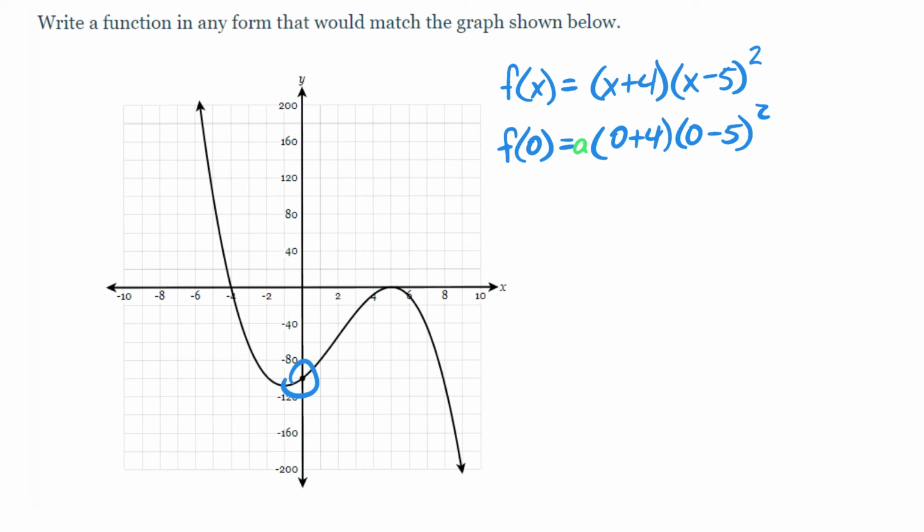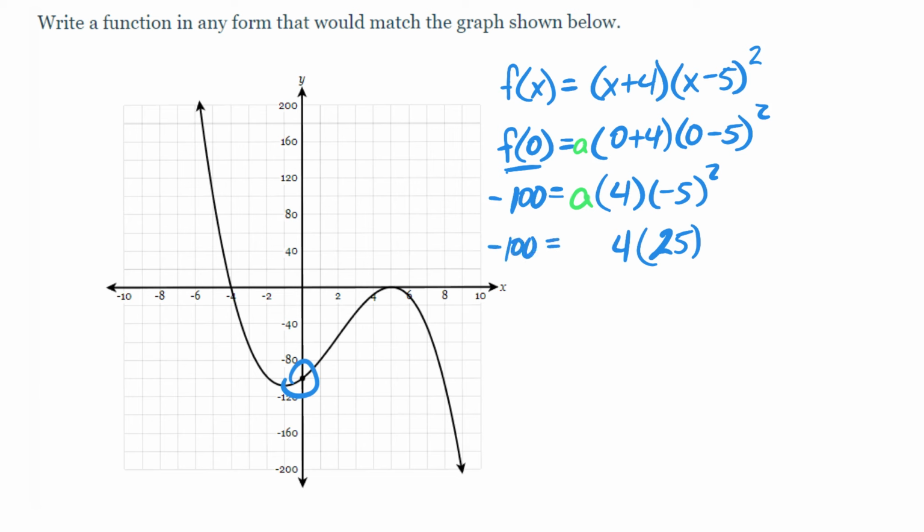So on this side, we see 0 plus 4 is 4, of course, and then we end up with -5 squared. And we already know that f of 0 is -100, just like the graph shows. I'm going to let this a tag along with us as we go. We got to follow the order of operations. So -5 squared is 25. 4 is just tagging along as well, equals -100. I'm going to move the a to the back because that's where we're used to having the variables. So let's go ahead and get it where we're accustomed to doing it.